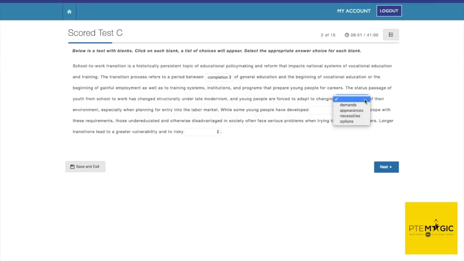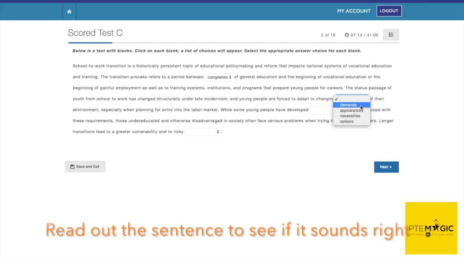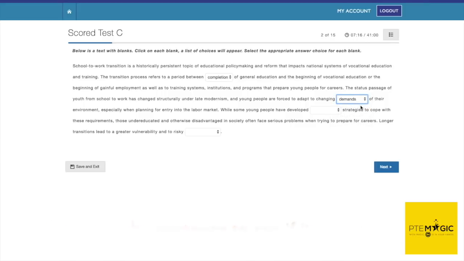Demands, appearance, necessities, and options. Okay, I'll say demands, because appearance of environment doesn't make sense. Necessities of environment, no options of environment. You can also try to read it out loud just to see if it sounds right.